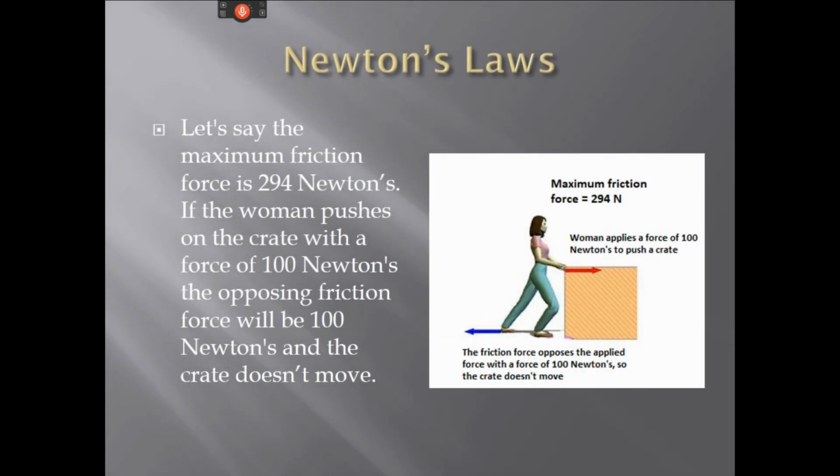Let's say the maximum friction force is 294 newtons. If the woman pushes on the crate with a force of 100 newtons, the opposing friction force will be 100 newtons and the crate doesn't move.